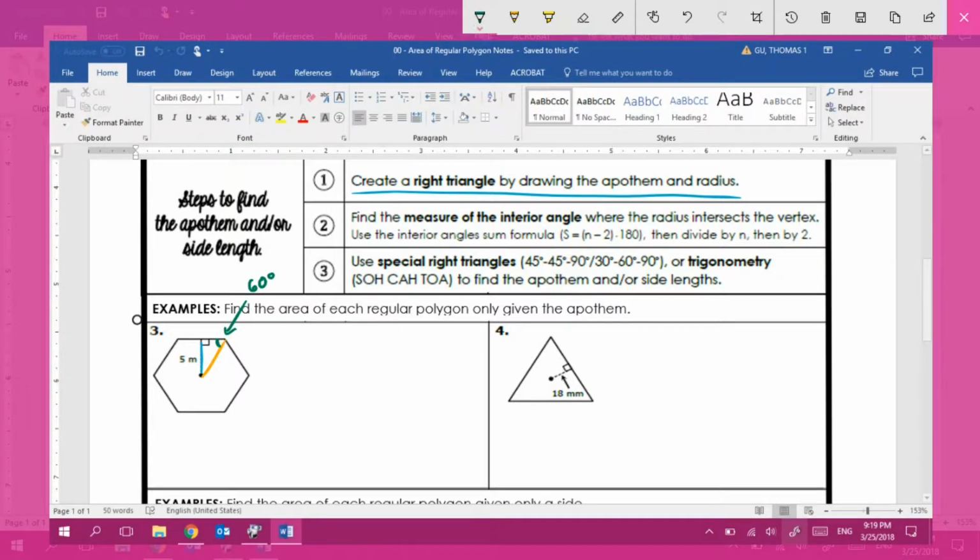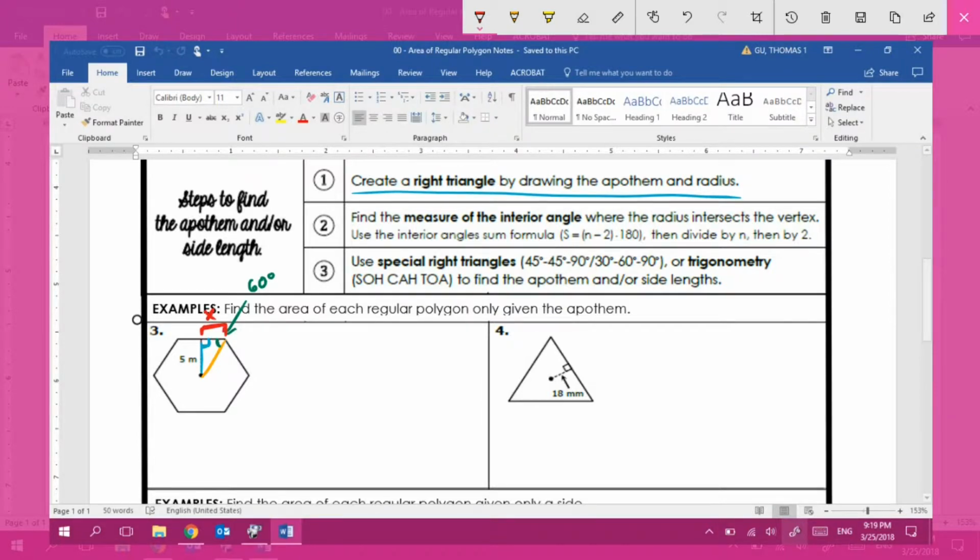This is a 30-60-90 triangle because you can see we got the 90 right there, the 60 right here. That means the other side must be 30. So if I wanted to find, watch this, I want to find this right here. I want to find that length right there. I'm going to label that as X. How would I find that?